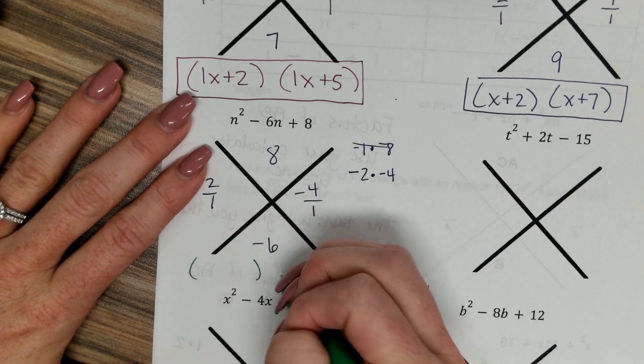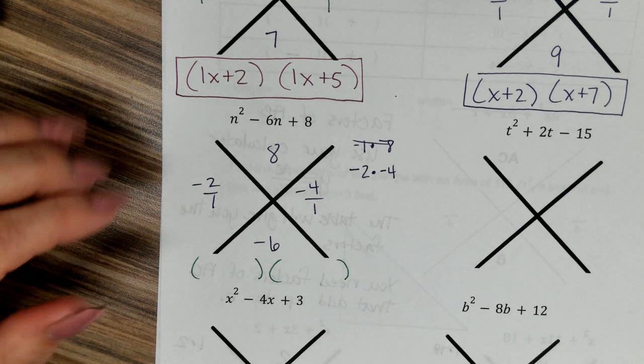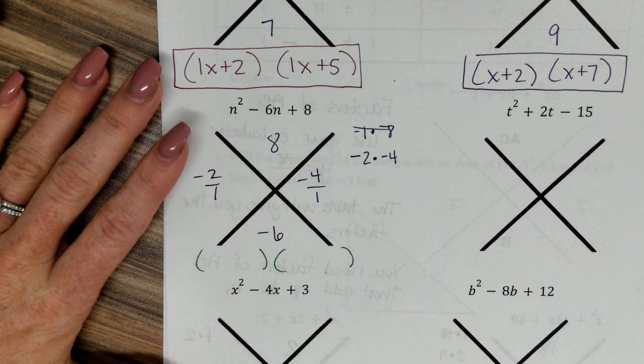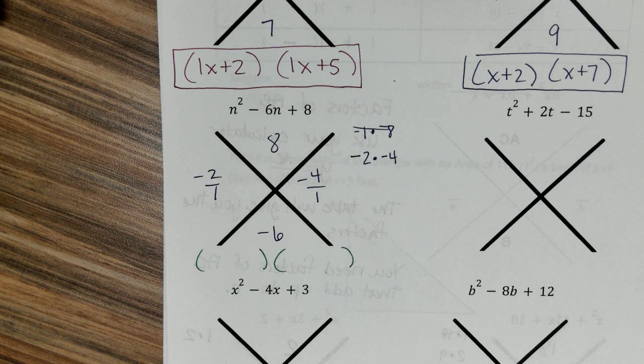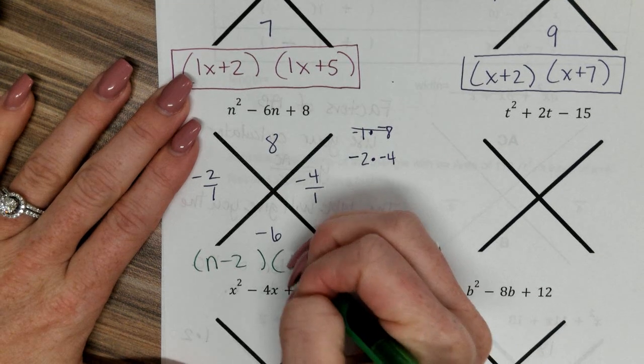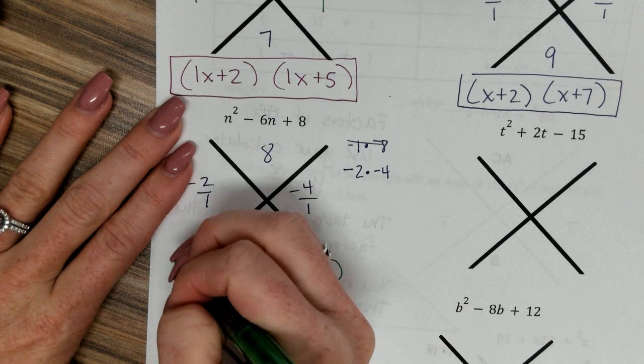Now, make sure you're using the correct variable. Am I using an x in this problem or an n? N. So here's a big thing you need to listen to. You know how in fractions it doesn't matter where you put the negative? Okay, but this matters. Those negatives have to stay with those numbers. So the negative 2 is the second number, so it would be x minus 2, or n minus 2, excuse me. So n minus 2 times n minus 4.